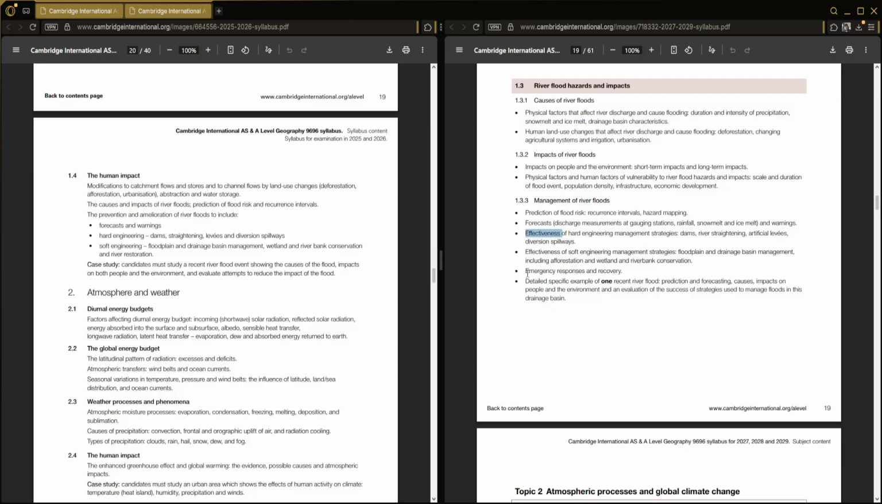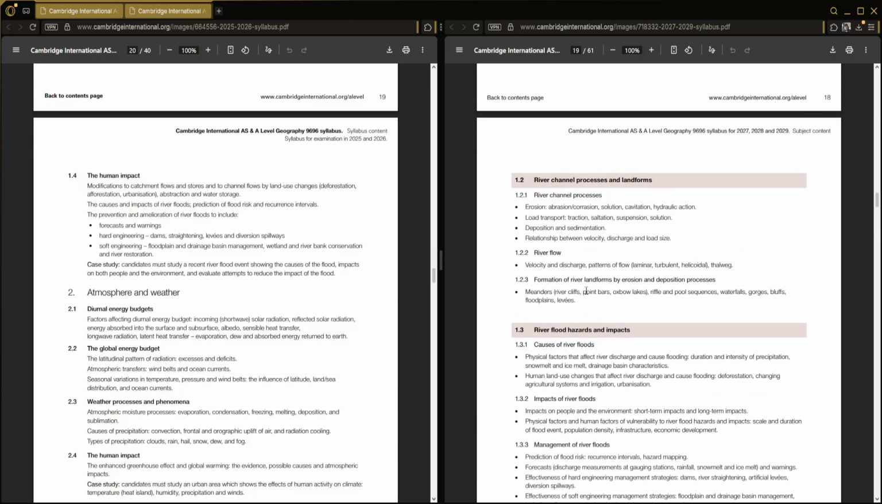One more change that's been added is emergency responses and recovery. Previously, all your management was forecast, hard engineering, and soft engineering. Now, this thing has been added, but again, it's not much. It's just aid and relief. It's a tag on, not much you have to study. Case study still remains the same. It's just one recent river flood event. Same thing here, one recent flood event. And all these things are the same.